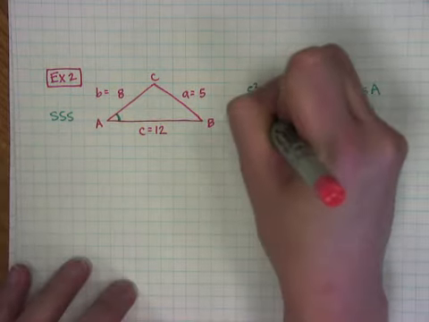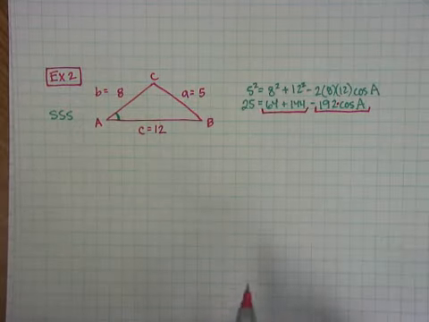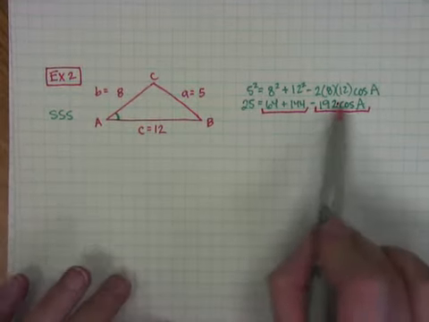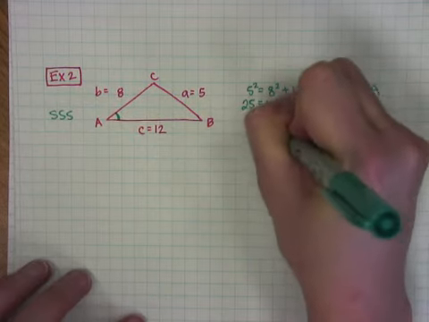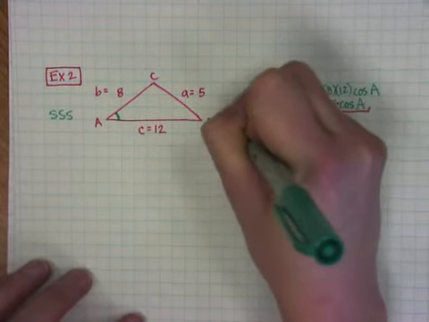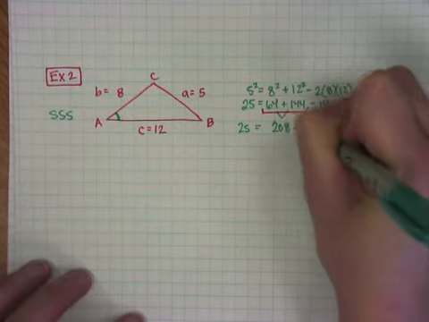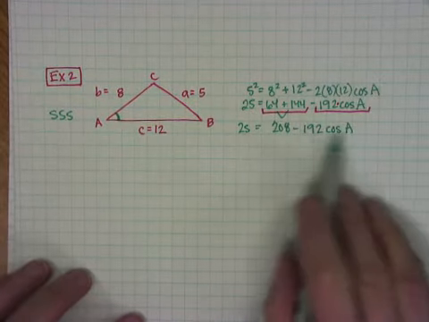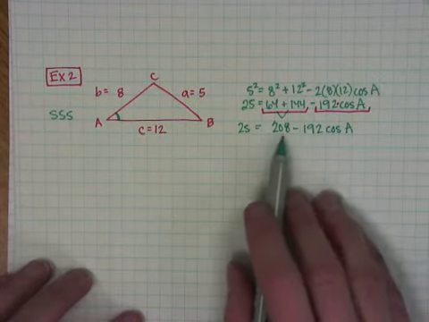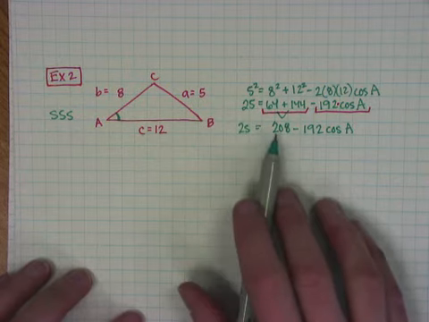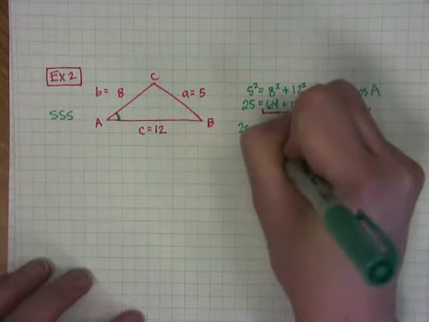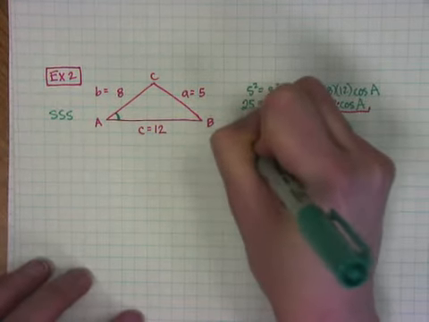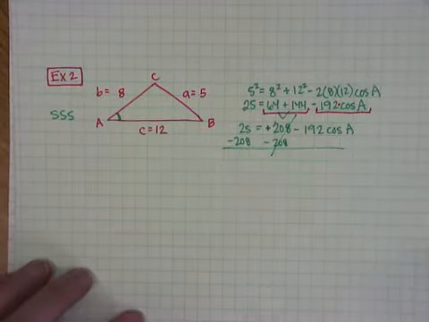You're going to have to combine the 64 and the 144 and deal with this one all by itself. So I'm going to put the 64 and the 144 together. When I add those, I get 208. And now since I'm solving for cosine of A, I really want to start solving, so I'm going to start doing reverse order of operations. Since this is a plus 208, because there's a hidden plus sign right in front of it, I'm going to subtract 208 from both sides. The 208 cancels.